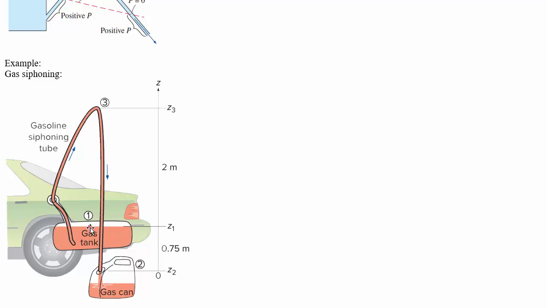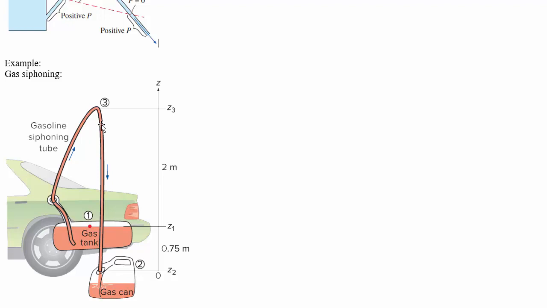Let's try a Bernoulli equation example. We'll take this streamline from point 1 around here and then to this end, and you can see that as long as this end is lower than the surface, then we would have a situation where the velocity here must be higher for Bernoulli equation to be satisfied, since they're both at atmospheric pressure.